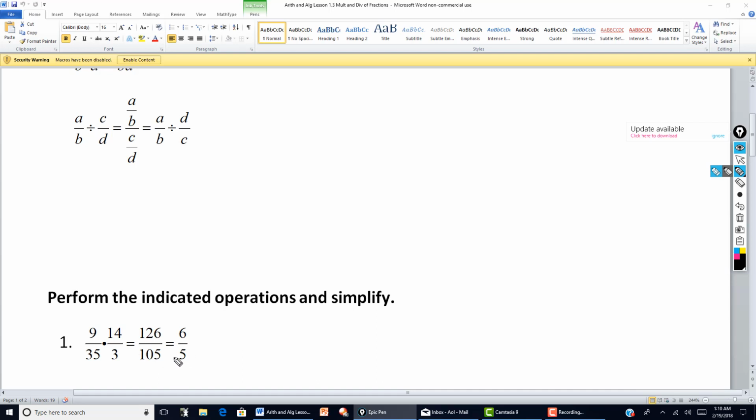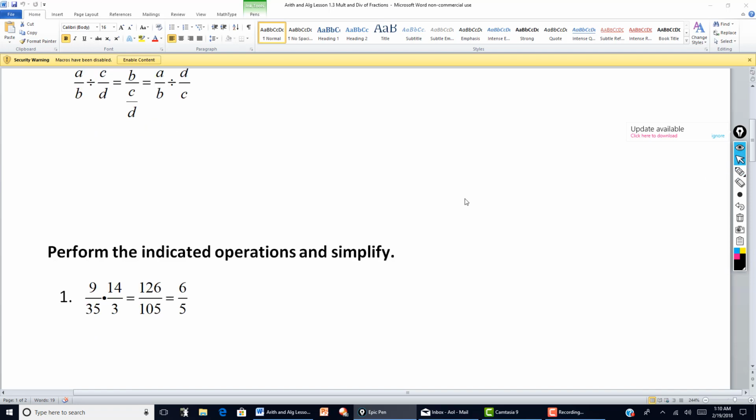And that's how I would get this answer right here. Okay, but what I suggest, and this is what you're going to do in algebra, because think about it, if these numbers here are algebraic expressions and then you multiply that and then you want to simplify it, it's going to get messy.